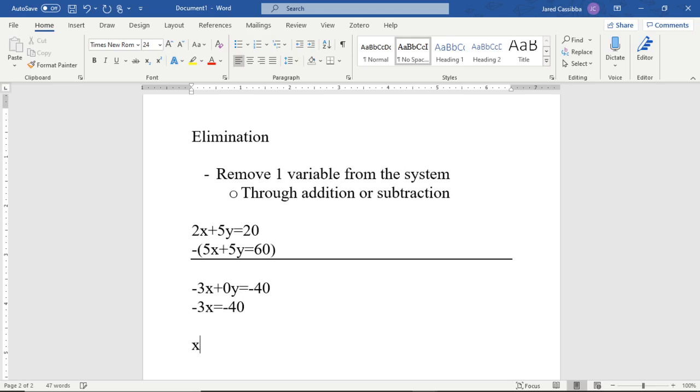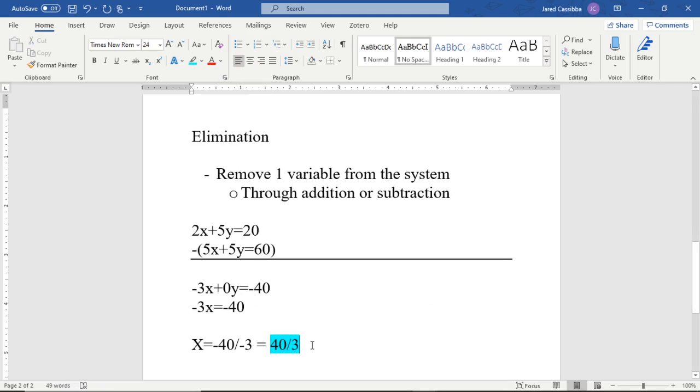So we have x equals negative 40 over negative 3. Both of these are negative, so a negative divided by a negative is a positive. They cancel out, so this is just 40 over 3. Now, that is the first step. Like I said, each of these gets slightly harder.